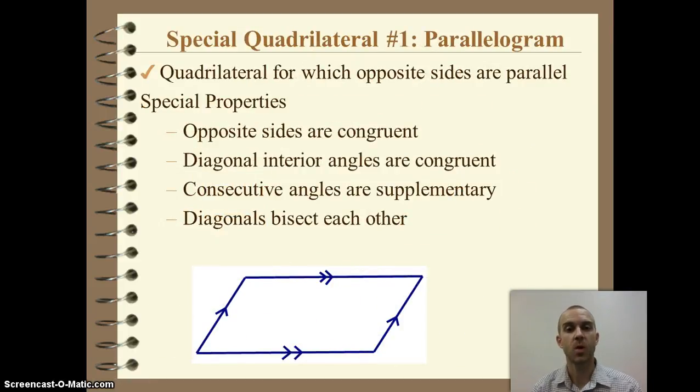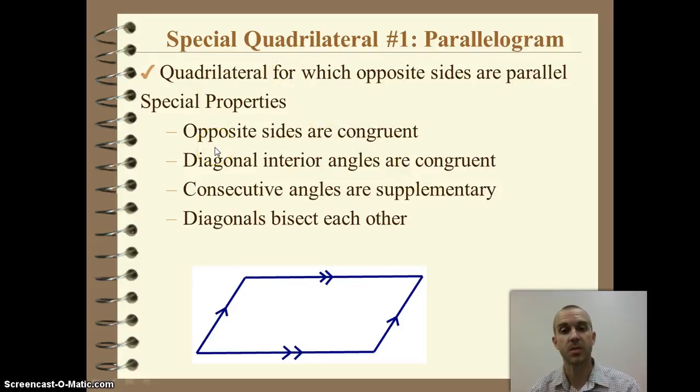Now, one of the special quadrilaterals we talk about is the parallelogram. It's the first of a series of special quadrilaterals, and it's the most broad of them. In this case, we know that it is a quadrilateral with opposite sides parallel to one another. And this produces several distinct properties.